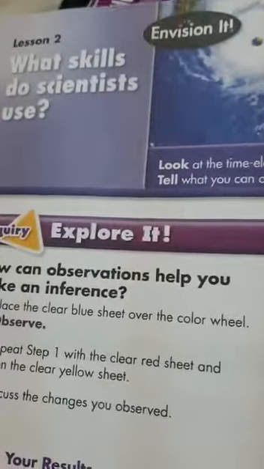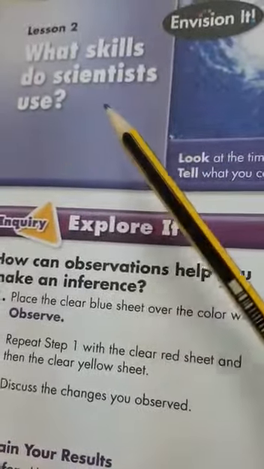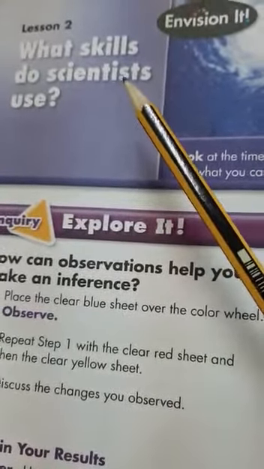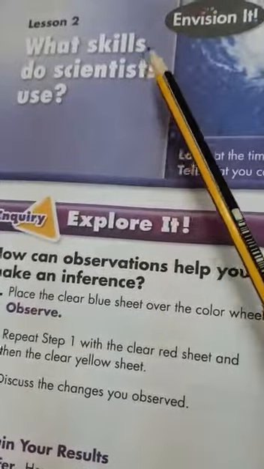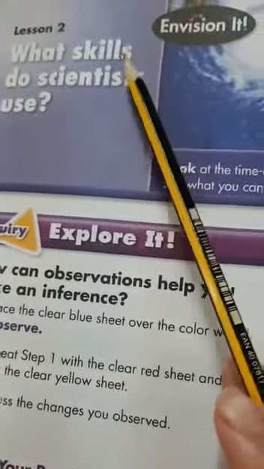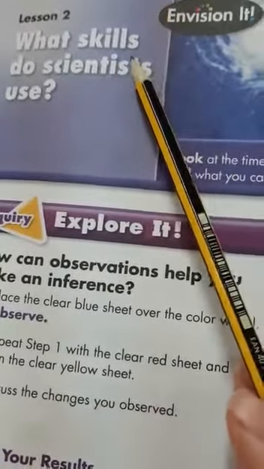Now, my students will start with science. Our lesson for today, lesson 2: what skills do scientists use? After we finished lesson 1 about how scientists ask questions and make observations, now we'll see what skills they can use. What do we mean by skills? Skills means what they can use to help them in science, to observe, to use tools. This is the meaning of skills.